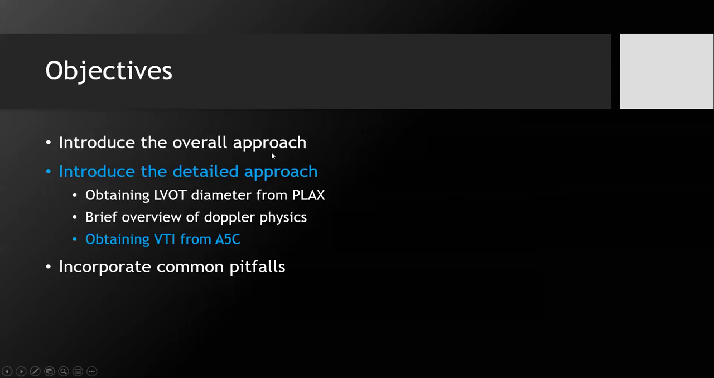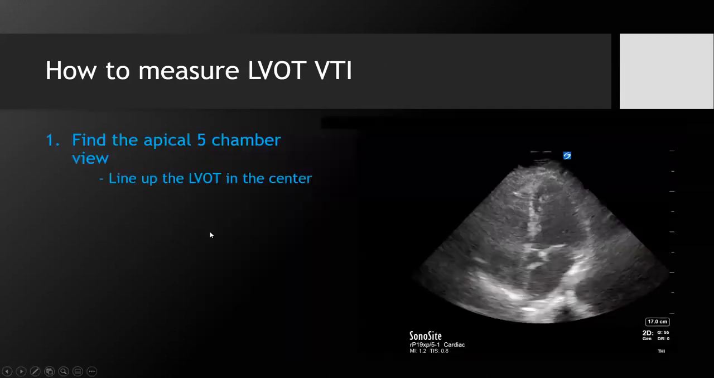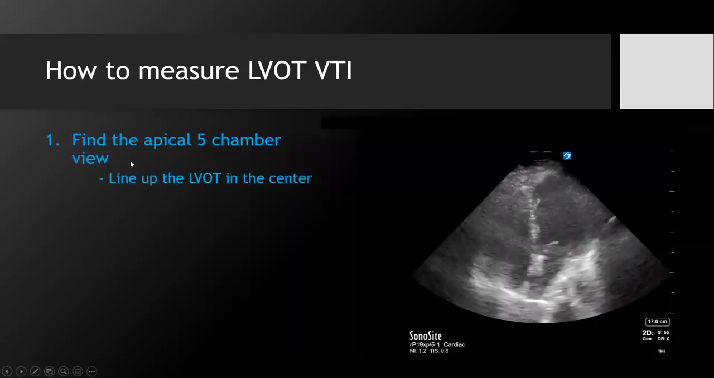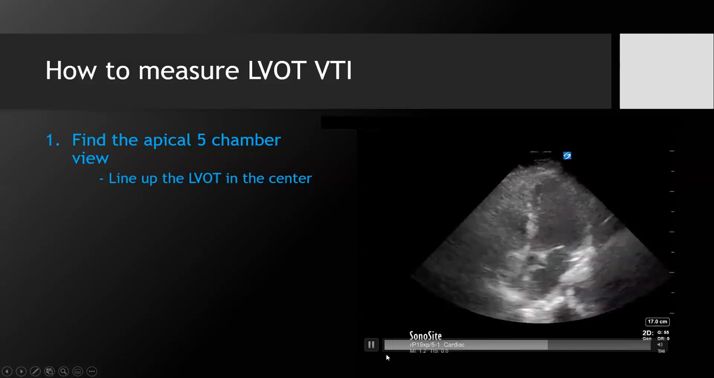So how do you get the VTI from the apical 5-chamber view? Scary, but this is how. First thing is to find the apical 5-chamber view. So that's where you open up and you have the 4-chamber, you fan upwards towards anteriorly, and you open up this aortic valve right here.